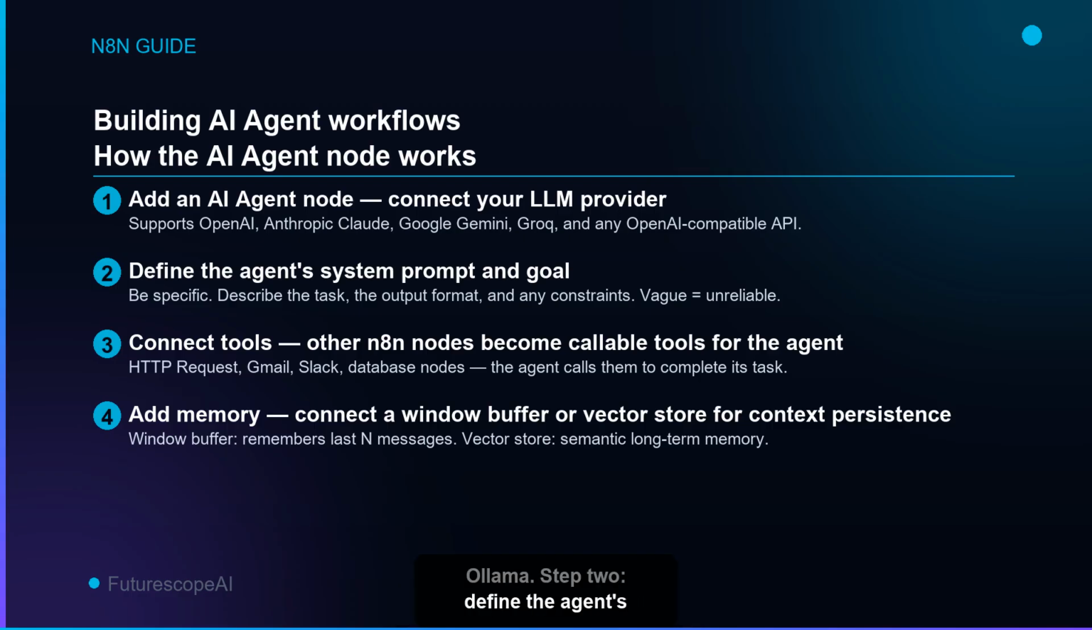Step 2. Define the agent's system prompt and goal. The quality of your system prompt directly determines the reliability of the agent. Describe the task precisely, specify the output format, and set explicit constraints.